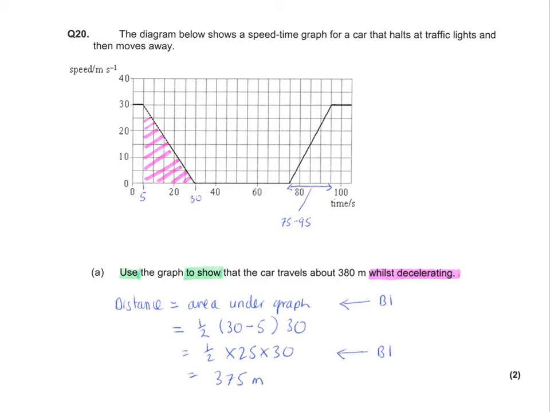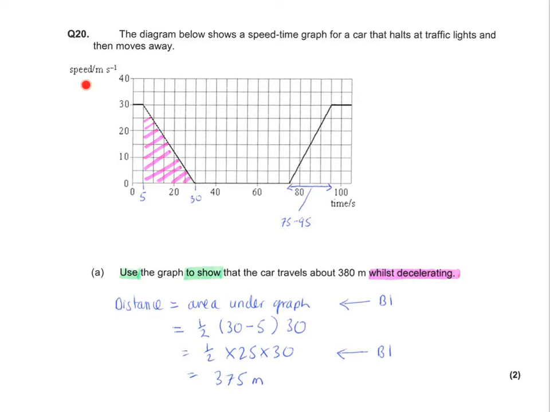This is the Mechanics Homework Booklet, question 20. The diagram shows a speed-time graph for a car that halts at traffic lights and then moves away. You should spend a little bit of time looking at the graph before rushing ahead to see what the question is. So make sense of what you can see.